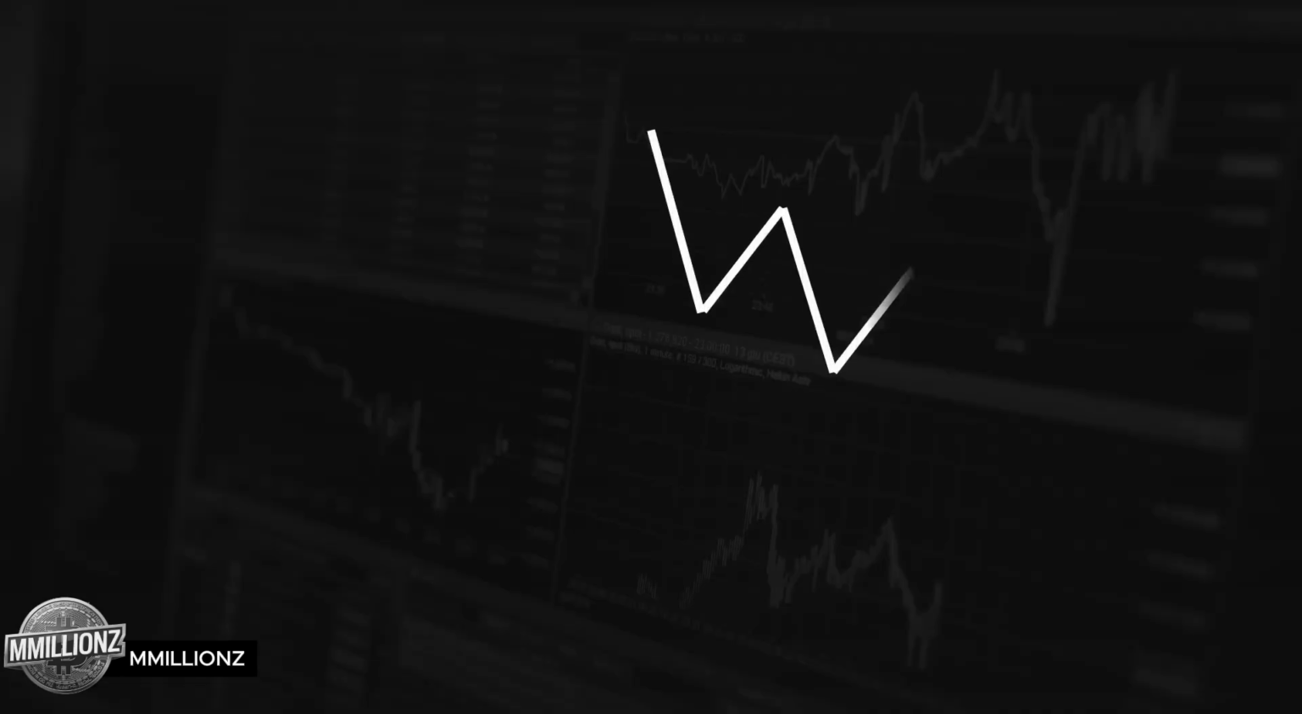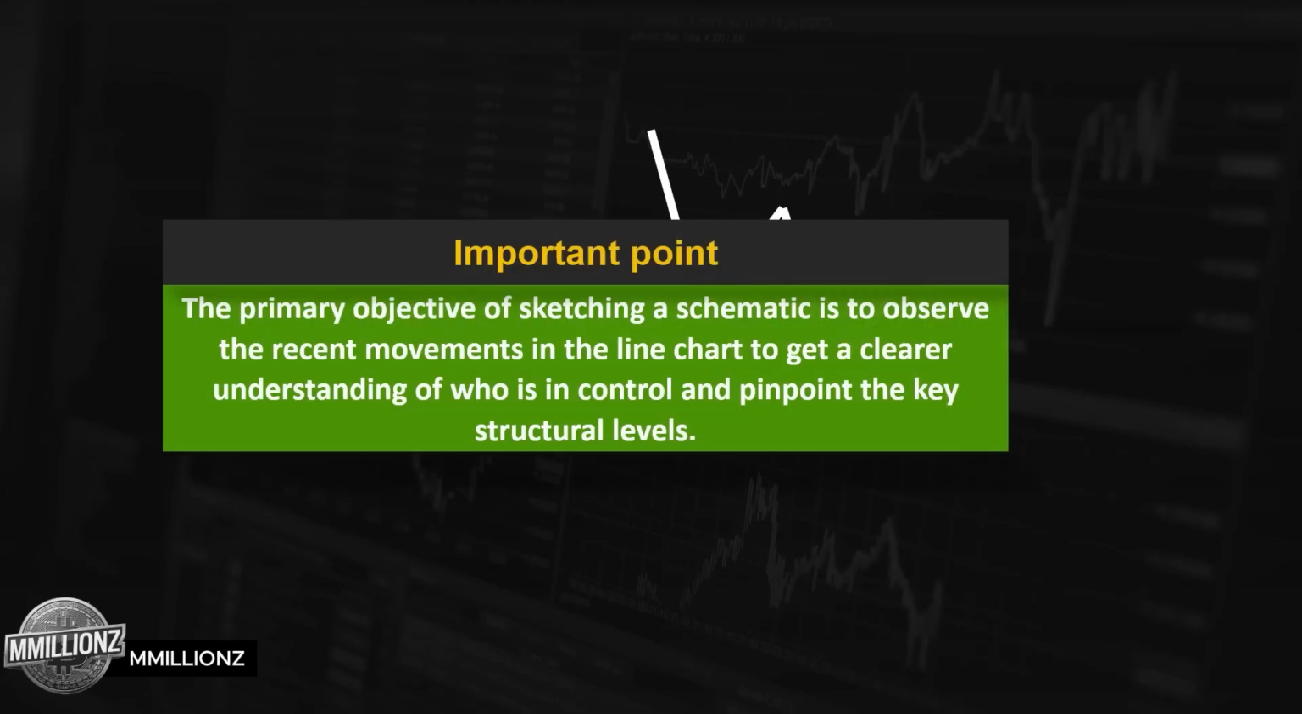As we begin our analysis on the chart, the initial step is to outline the market structure's schematic to understand the market direction. The primary objective of sketching a schematic is to observe the recent movements in the line chart, to get a clearer understanding of who is in control, and pinpoint the key structural levels.